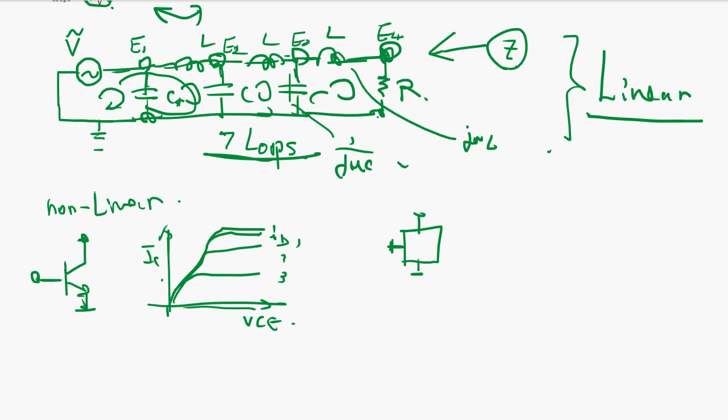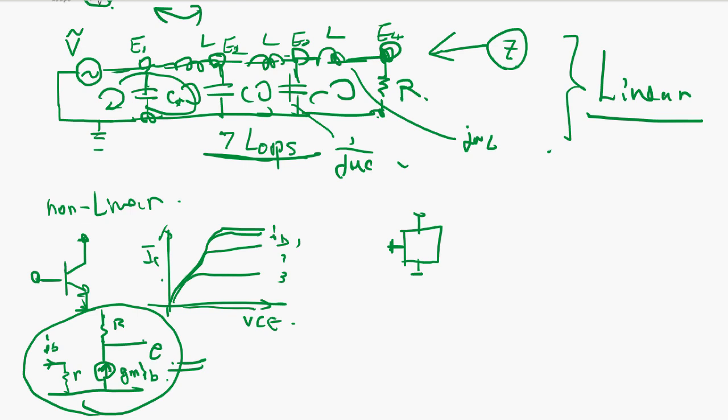If small signal, we can linearize it, which is we make it a model with IB and R and a current source E. So what's happened is this is going to be GM IB. Current source is a linear component. So with small signal, we can linearize the transistor and use Kirchhoff's theory, the same way.